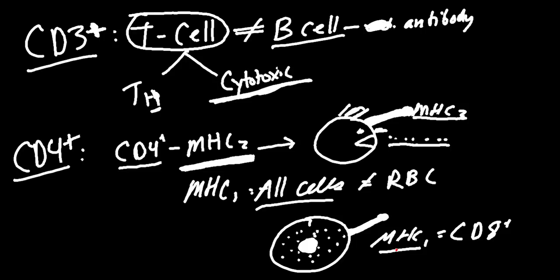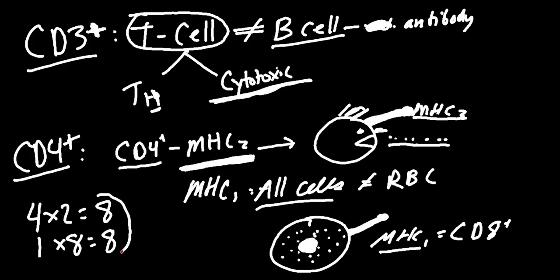So when you think MHC1, you think CD8. When you think MHC2, you think CD4. Easiest way to remember this is 4 times 2 is 8. 1 times 8 is 8. So 8 is the golden number. Well, what does this mean? It means CD4 times MHC2 is equal to 8. MHC1 times CD8 is 8. There's only one combination of how you get 8, and that's how you do it. That's how I remember it, at least.